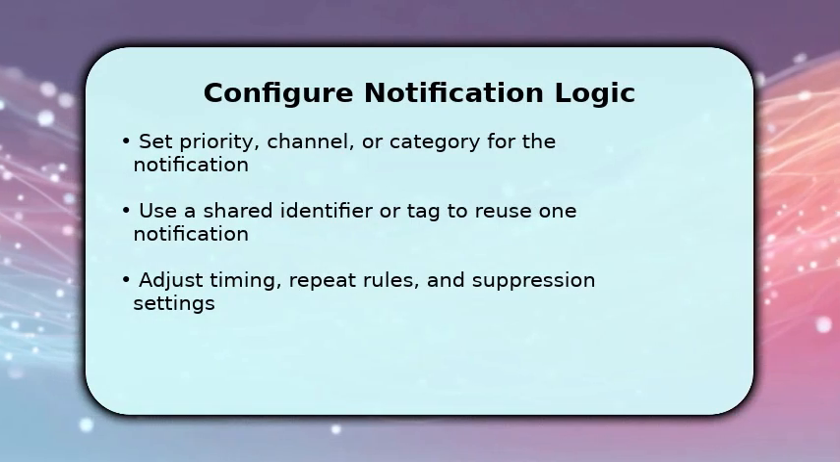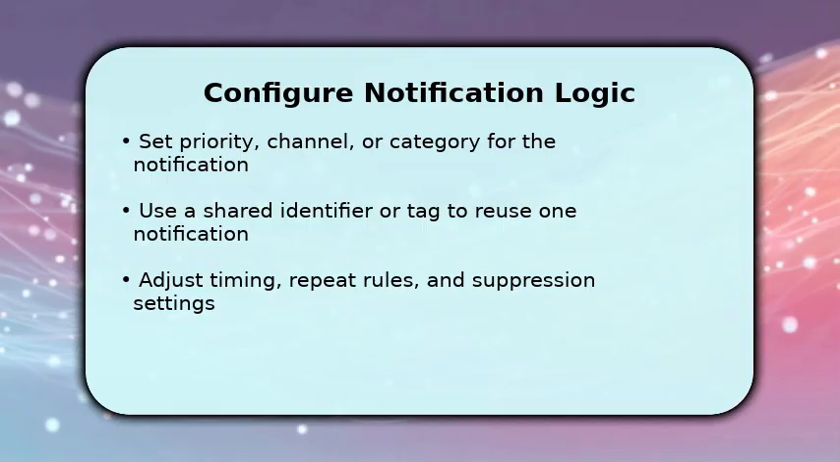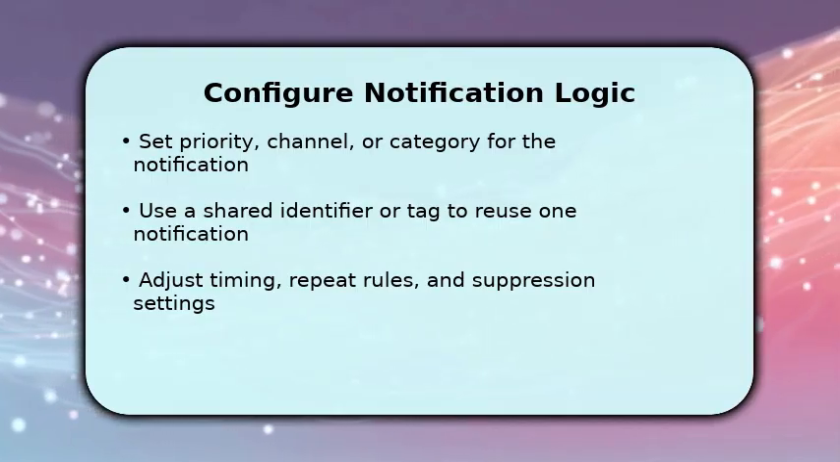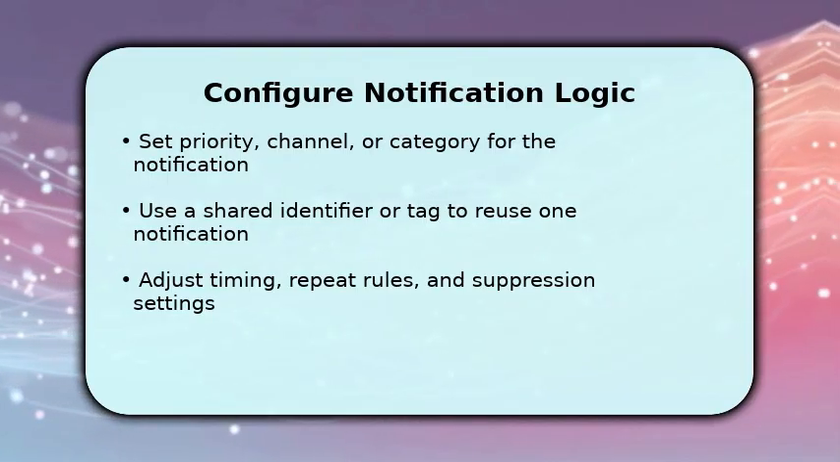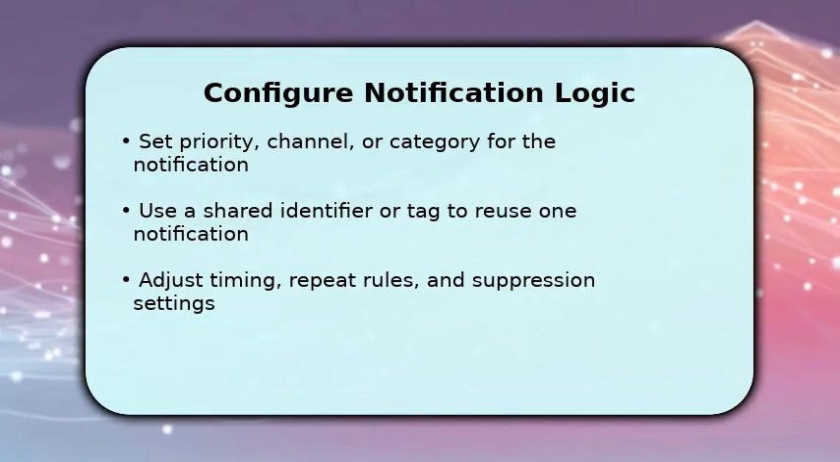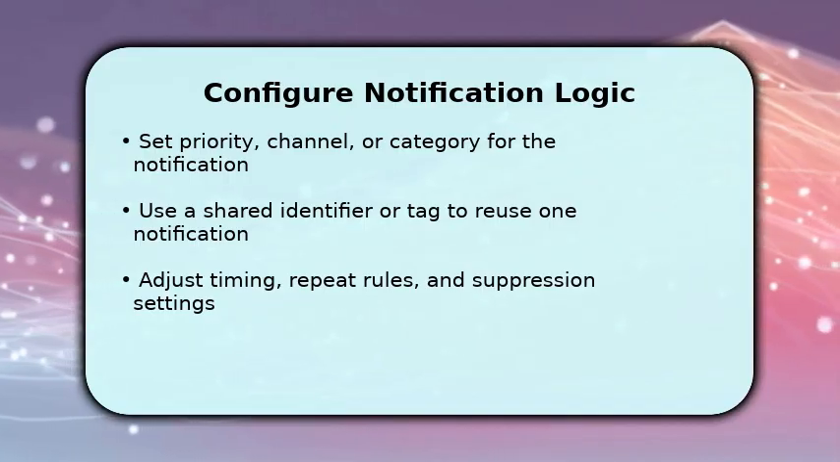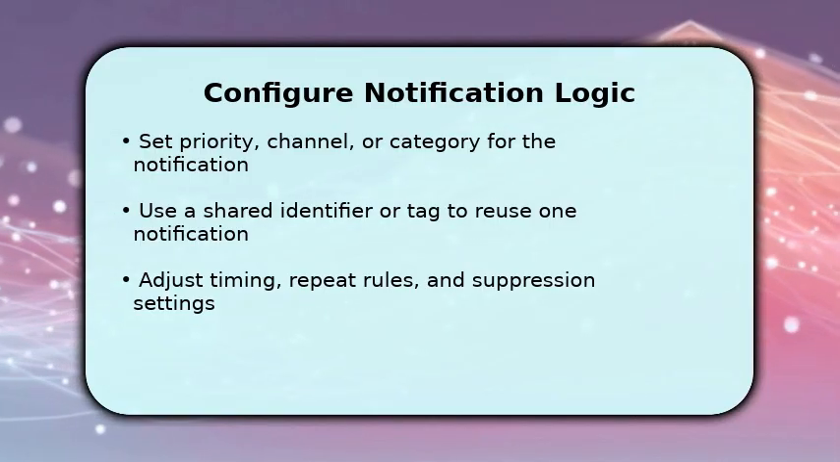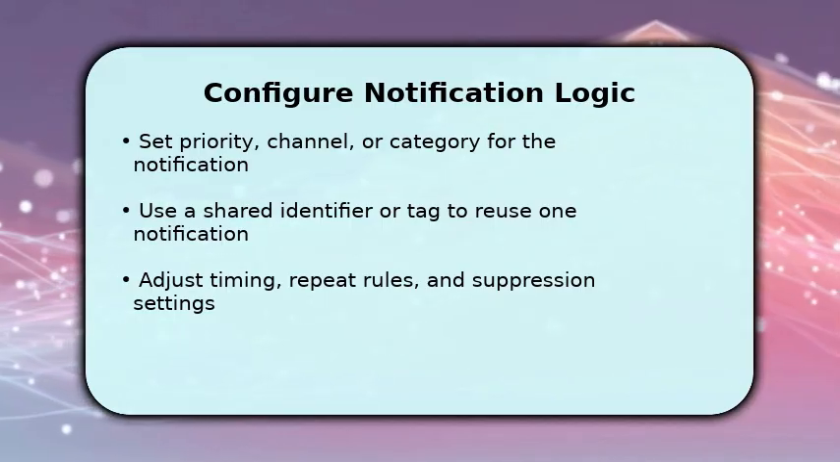You now define the notification logic so duplicates collapse into one. Create or assign a consistent identifier, tag, or channel for that event. The system uses that key to update rather than create new alerts. Then set priority and suppression rules so urgent items still break through.